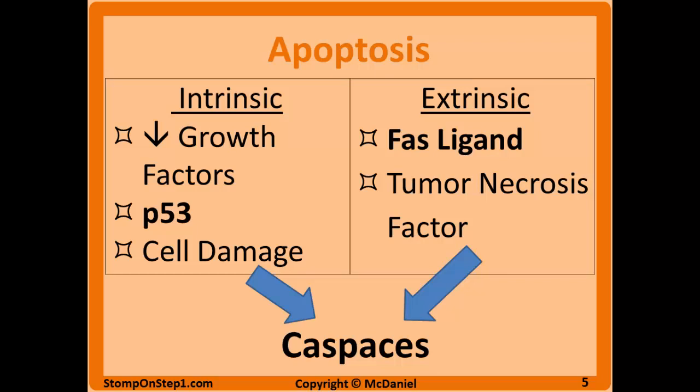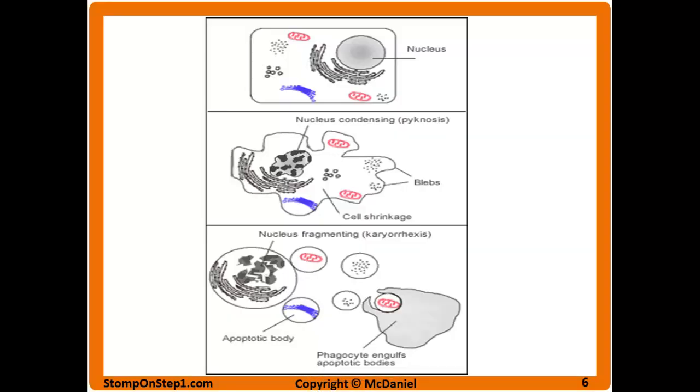Extrinsic triggers for apoptosis would be things like the Fas ligand or tumor necrosis factor. And when we're talking about Fas ligand, we're usually referring to CD8 cytotoxic T cells. And either way, things are activated. You're going to have caspases be activated, which is then going to set off the cascade of apoptosis. Here's a picture of apoptosis showing the apoptotic bodies blebbing off and then being consumed by phagocytes.